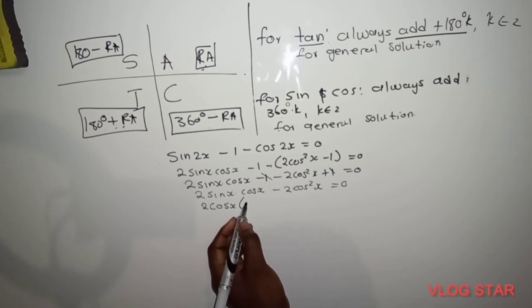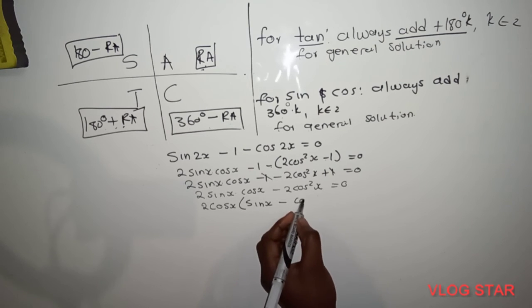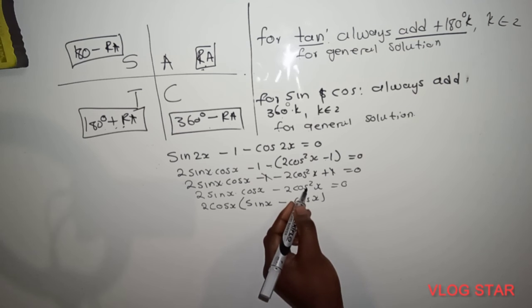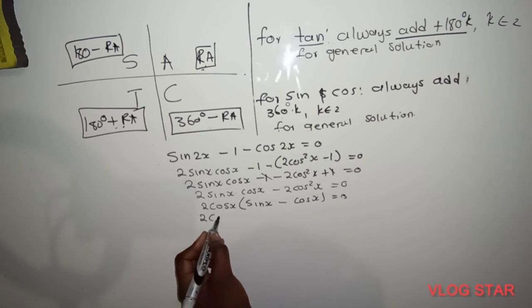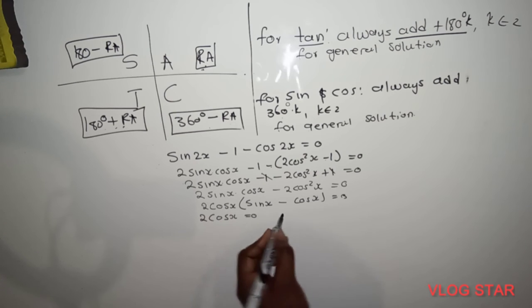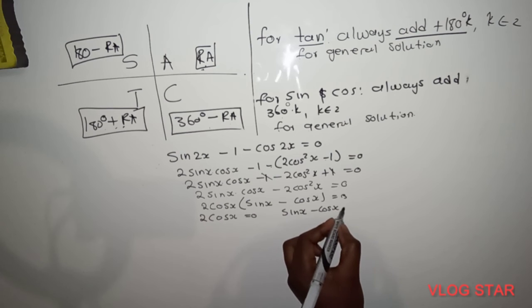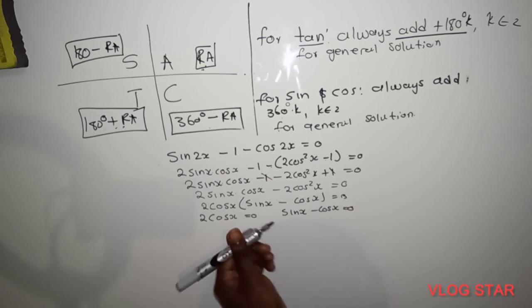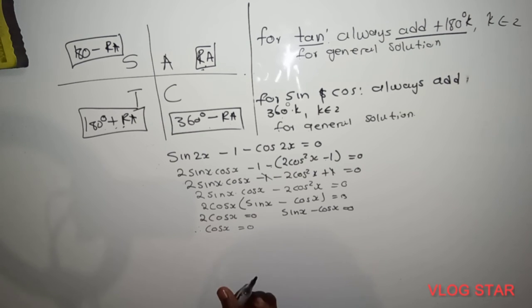We're left with just sin x minus cos x, because we're having cos² x here, equals 0. So solution number 1, we're going to have 2 cos x equals 0, or sin x minus cos x equals 0. Then when we solve it further, obviously we divide both sides by 2. At the end, I'm going to get cos x equals 0.